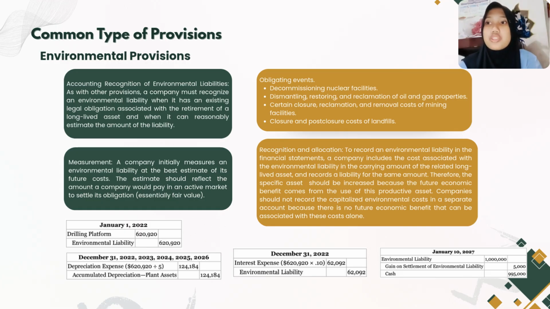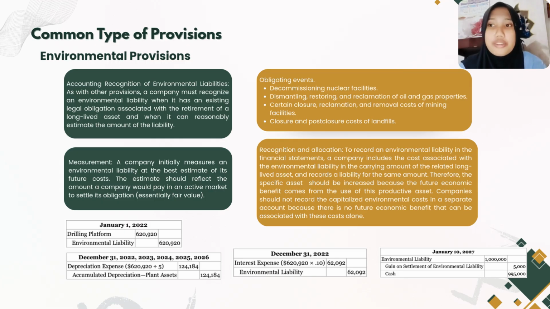And how to measure? A company initially measures an environmental liability at the best estimate of its future costs. The estimate should reflect the amount a company will pay in an active market to settle its obligation. Essentially, it should be a fair value. While active markets do not exist for many environmental liabilities, companies should estimate fair value based on the best information available, such as market prices of similar liabilities if available. Alternatively, companies may use present value techniques to estimate fair value.